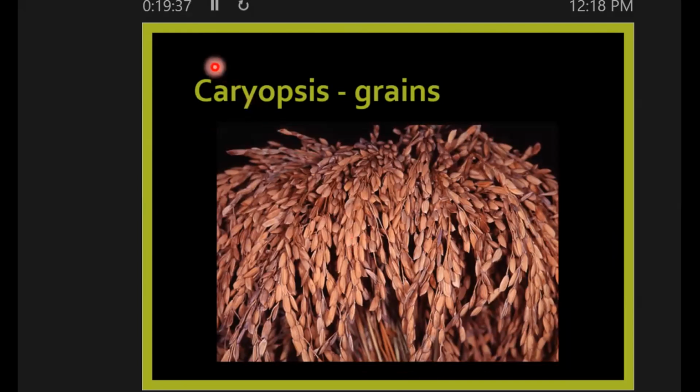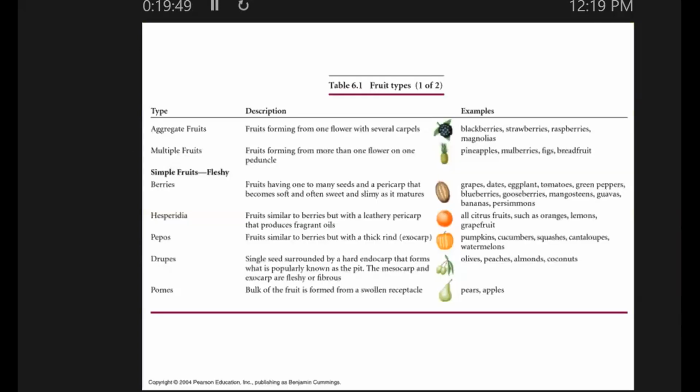So the fancy word is caryopsis. I don't really use that in this class, but you would hear that. Other people often refer to the seeds and the fruits as caryopsis. So I think this is in your book.